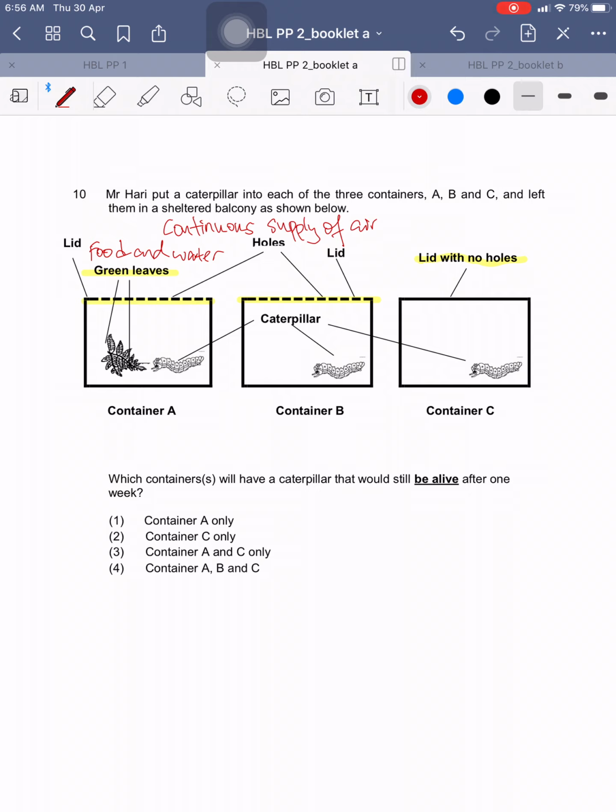Now you're looking at container A, it has food and water, it has a continuous supply of air, so this will survive. Container B only has a continuous supply of air, it doesn't have food and water, so it will not survive. Now container C doesn't have food and water, there's also no continuous supply of fresh air, so the answer will be 1. Container A only.